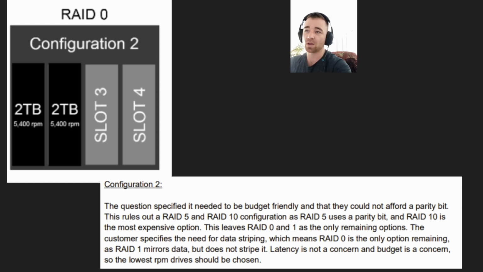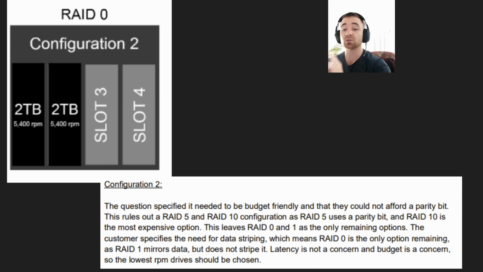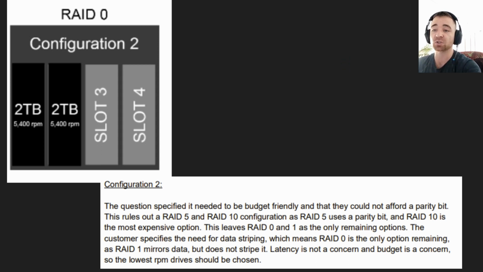Here is our answer. So we have gone with a RAID 0 configuration. We have used 2 drives for that configuration. And each drive is a moderate size. So we had some smaller drives, some large drives, and we had the one in the middle. We chose the medium-sized drives in terms of how much they could store. And we went with drives with the lowest range of RPM, because the question specified that we weren't too concerned about latency. So let's go ahead and read through the explanation for this answer now.